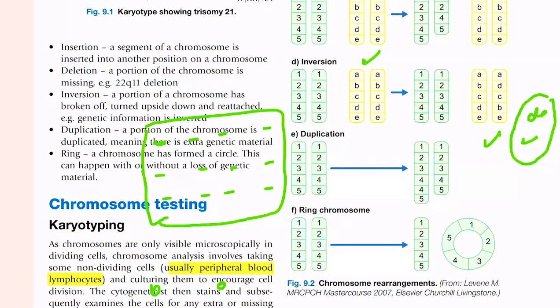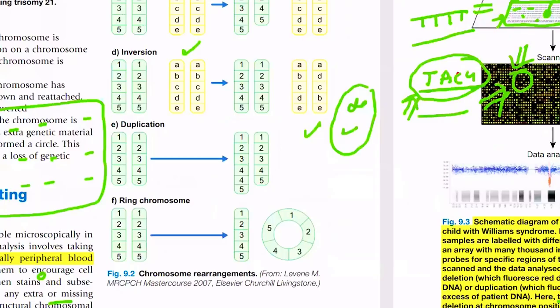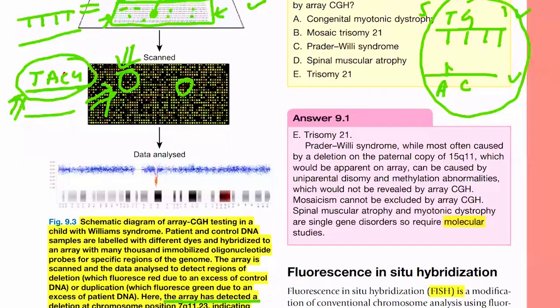Okay, the array is immersed in a solution containing equal proportion of the fluorescently labeled test and control DNA, allowing green patient DNA to compete with the red control DNA to hybridize with each of the probes. At the probe where there is deletion, that is the lower patient group, the array appears red. And where there is duplication, the array appears green. These 2 points you need to know for your exam.